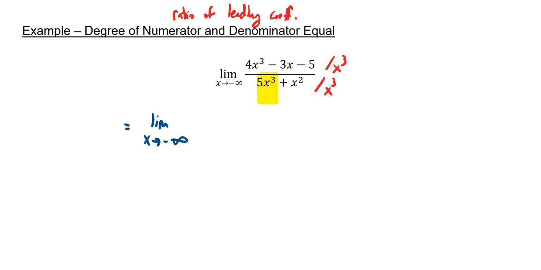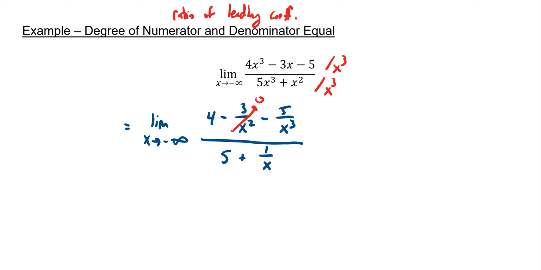So divide everything by x cubed, we would end up getting 4 minus 3 over x squared minus 5 over x cubed in the numerator. Divide everything by x cubed in the denominator, we're left with 5 plus 1 over x. And then we use the shortcut. Any term with an x left over in the denominator will approach 0 as x approaches positive or negative infinity. And then all we're left with is 4 over 5.